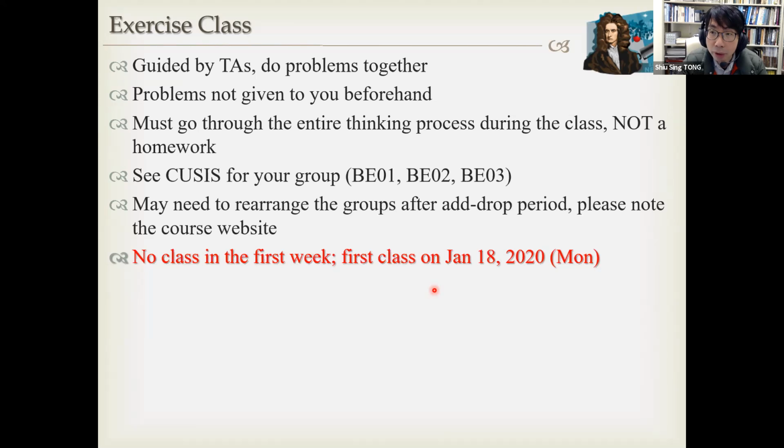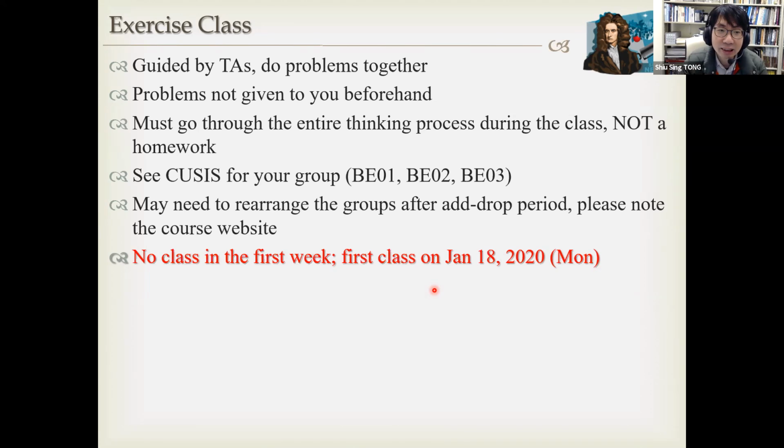So the purpose of the exercise class is to let you engage in the problem-solving process. I want you to go through that entire thinking process of solving a problem together with a TA during the class, but not after the class by yourself. Because it is a small class, you can raise your questions to the TA. They're good people and they're happy to help you in going through those problems. So I hope you can solve the problem during the class, but not after it.